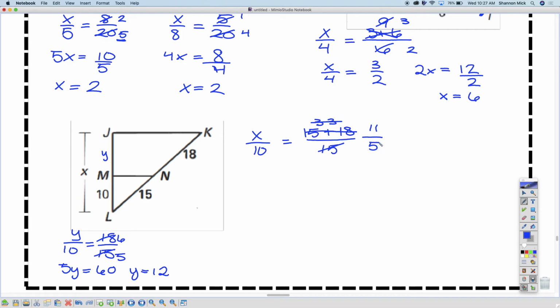I had the math right. I just put a 3 instead of the 11. Oh, because you don't remember what you were reducing by. Okay, then cross multiply, right? So 5x equals 110, divided by 5. So x equals 22. So x is 22.